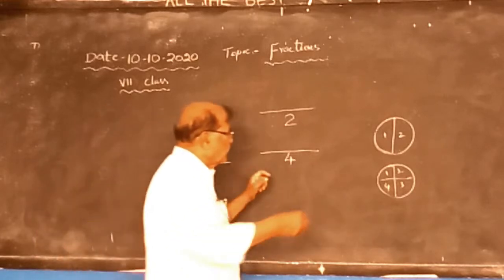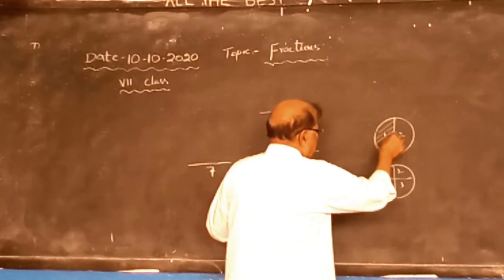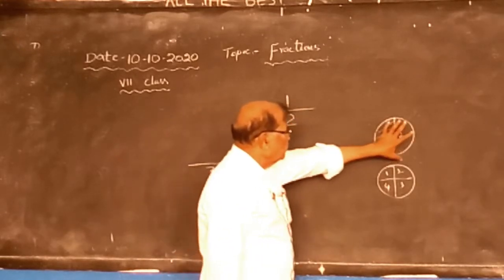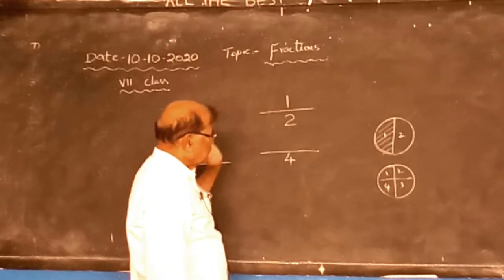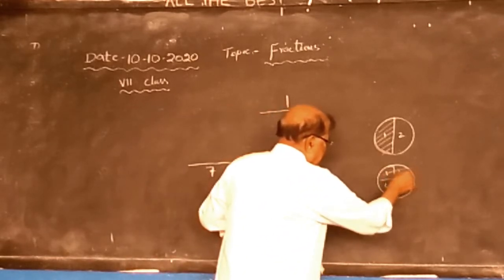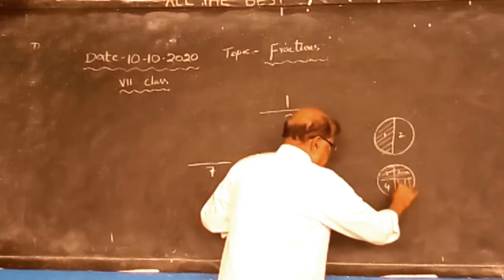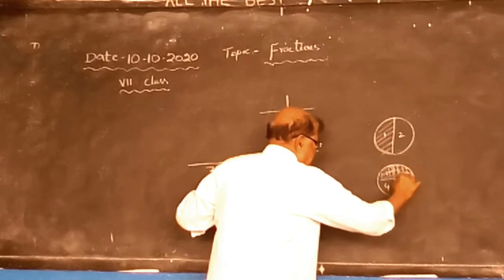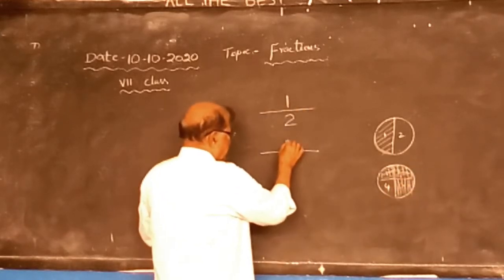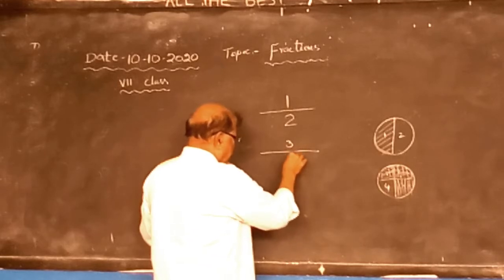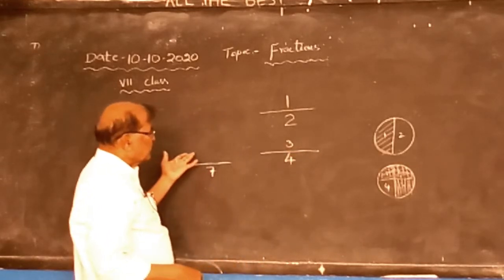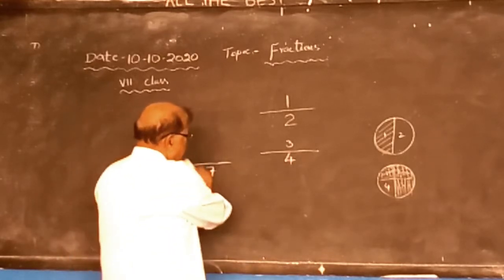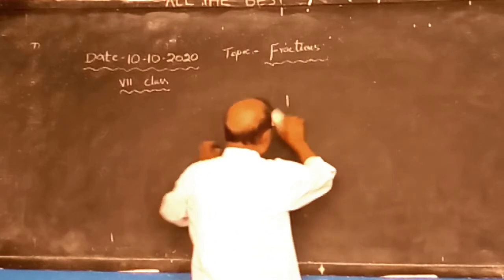And suppose we have taken one part, so it is 1 by 2. 2 equal parts are made, you have taken 1. Suppose you have taken 3 parts out of 4. So the shaded region is the taken part. How much? 3 parts. 3 parts are taken out of 4 equal parts. Similarly like this. That means now we can bring out these two.